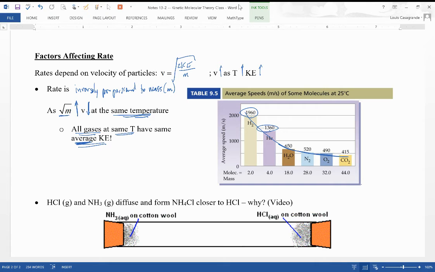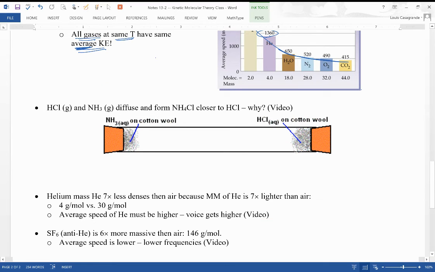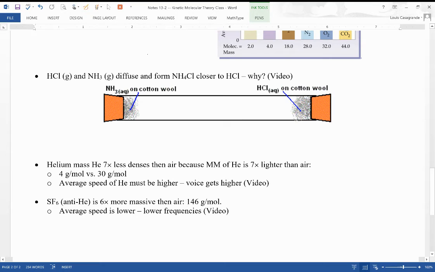In order to demonstrate this in a practical way, I'm going to show you a video. So at this point, let me just explain what's going to go on here, and then you're going to stop this video and go and watch the diffusion and ammonium chloride video, which is going to be the second video that I've got attached to your Google information.